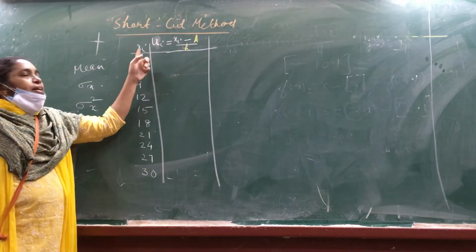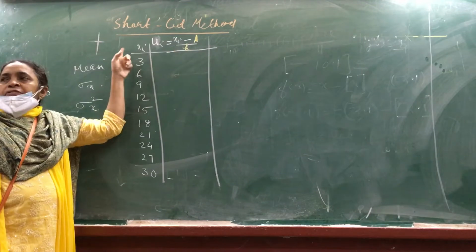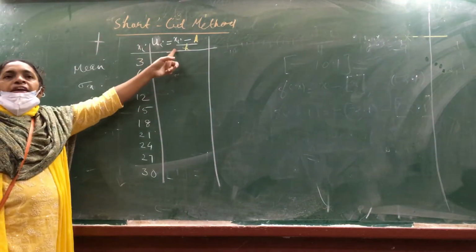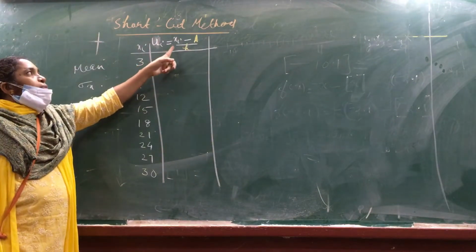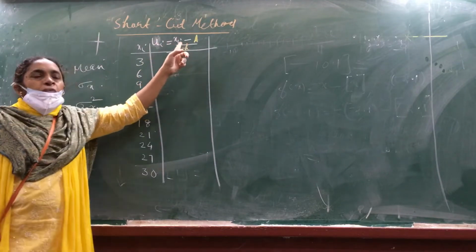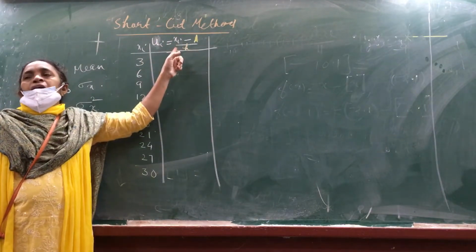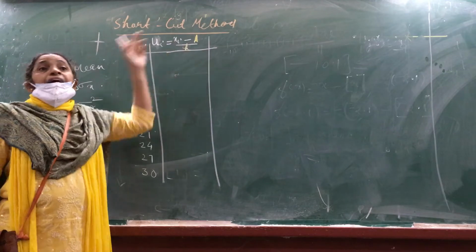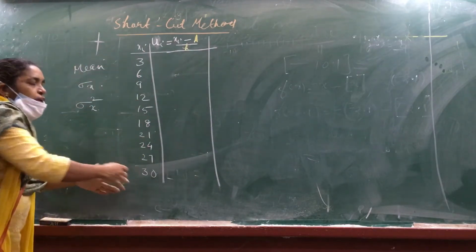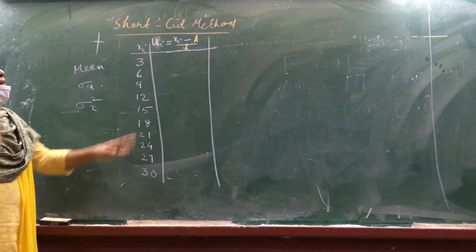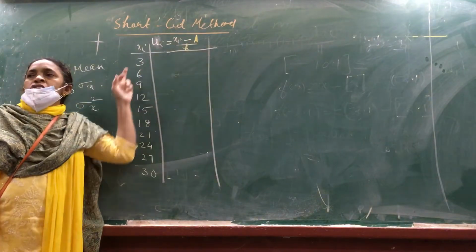So what you are doing is you are finding out a new variable. After finding out a class mark, you are finding out a new variable. The new variable is ui equal to xi minus a divided by h. And what is this a? A can be anything from this. It is better to take almost the middle value.